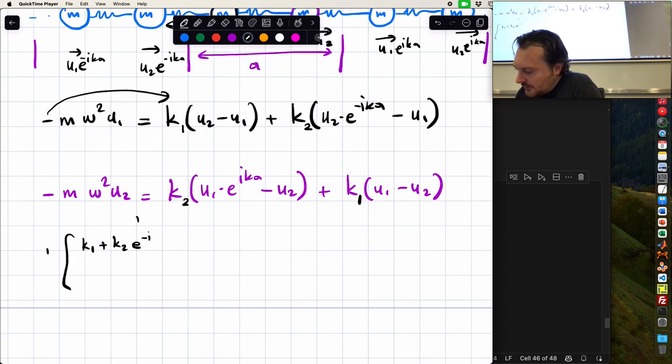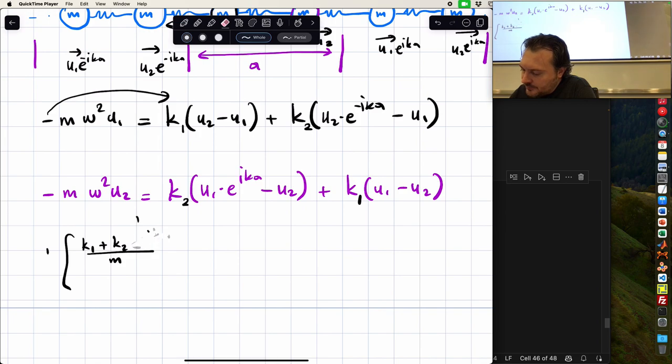e to the minus ika, right? And divided by m. Everybody agrees with this? Yes. What is the other term? Wait, shouldn't it be minus k2? It should be plus k2, just plus k2. I'm also sending this minus sign to the other side, so sorry.